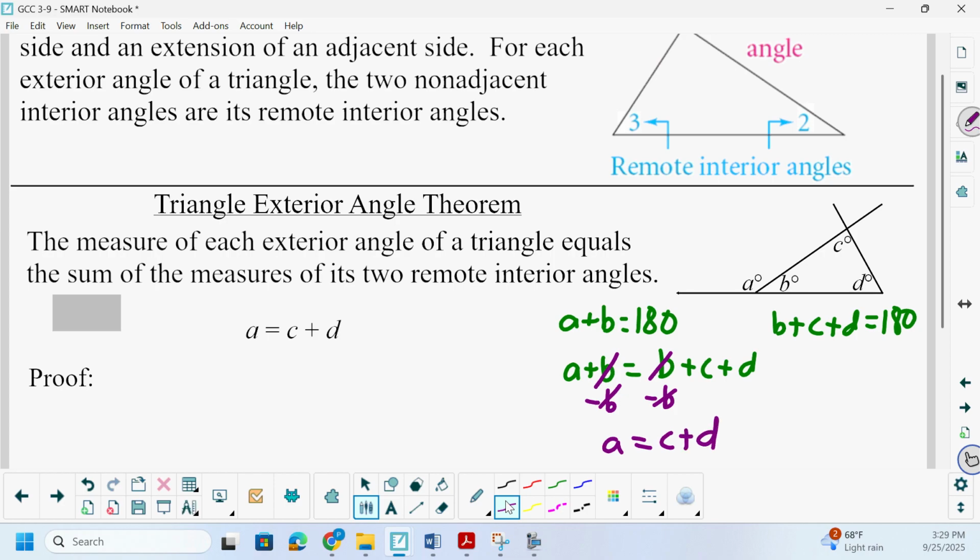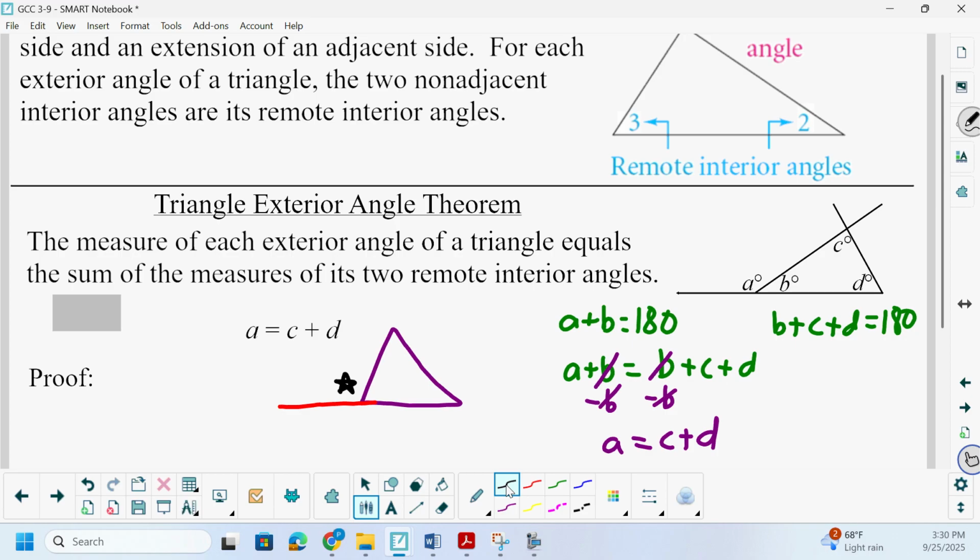So let's talk about what's meant by that. This is what's called the triangle exterior angle theorem. If you have an exterior angle in a triangle, okay, an exterior angle is formed if you have any triangle, and imagine you just extended one of the sides. That creates an exterior angle. So where my star is, that's the exterior angle.